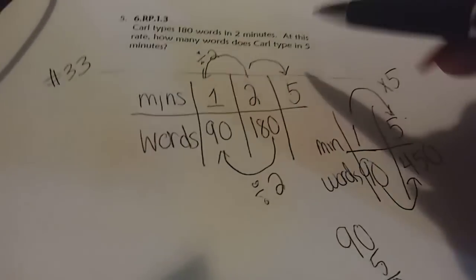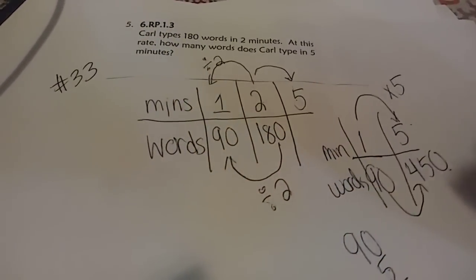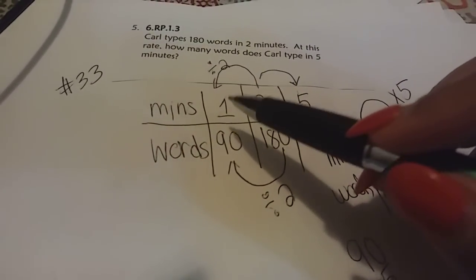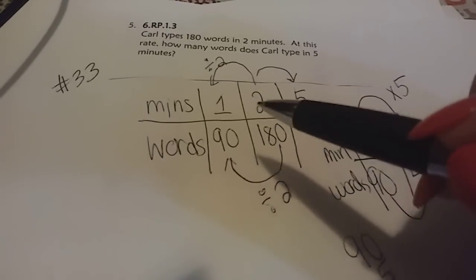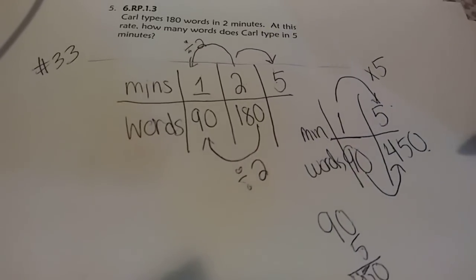Okay? So remember, if you cannot get to the number that they're asking you to, always go back to 1. Always go back to 1, because you can multiply 1 by anything. So if you can't get to that 5, always go backwards to 1 and then multiply it by 5.